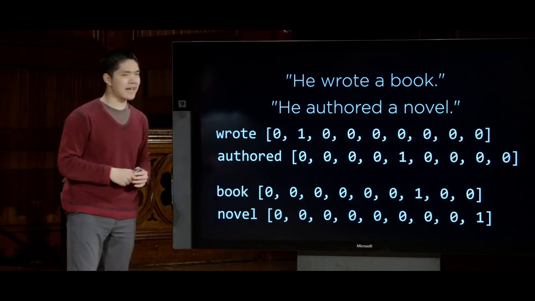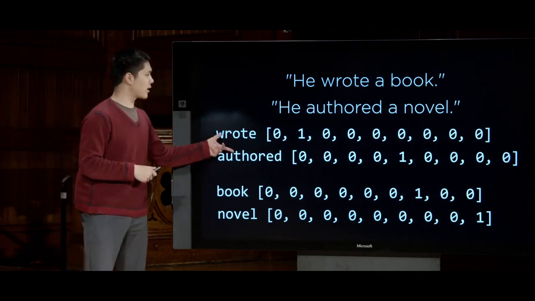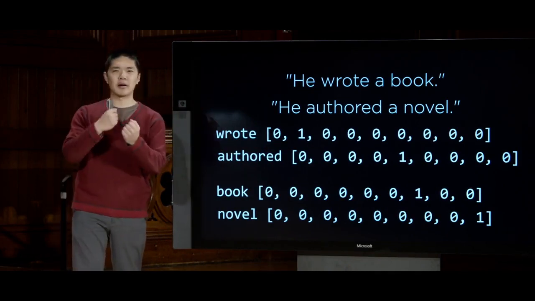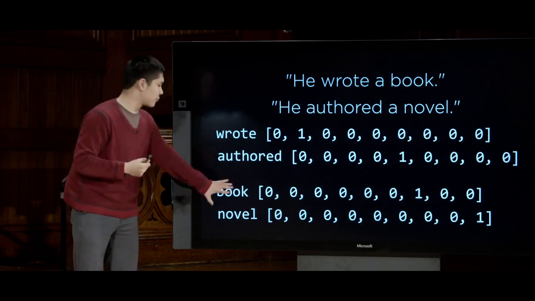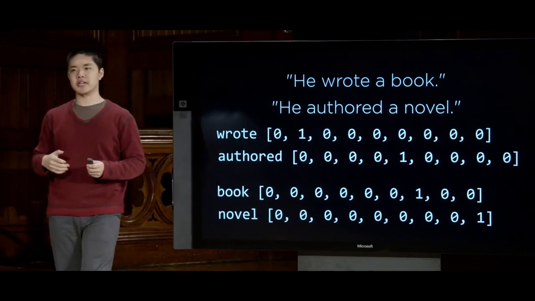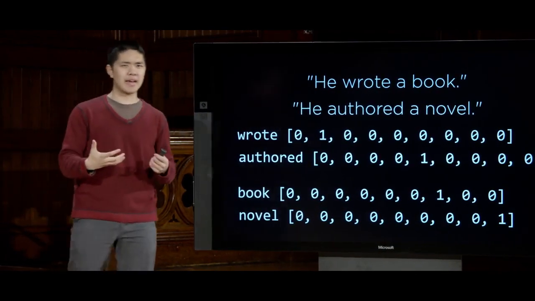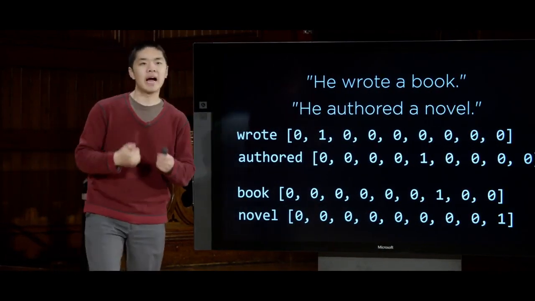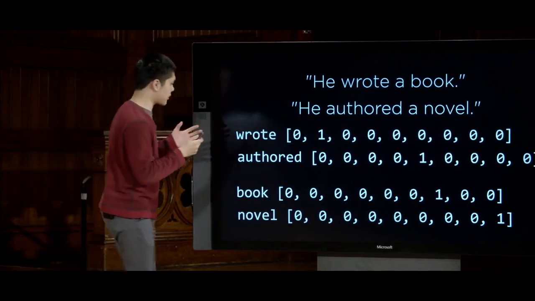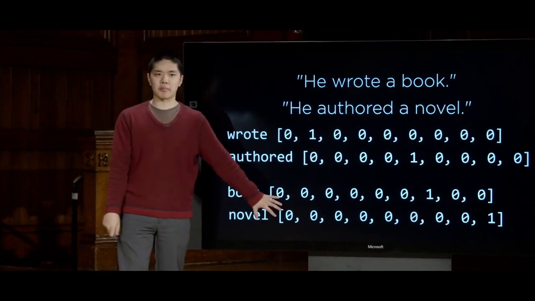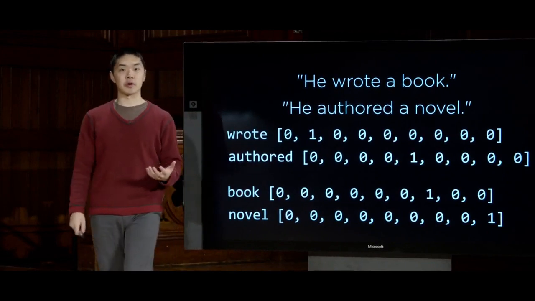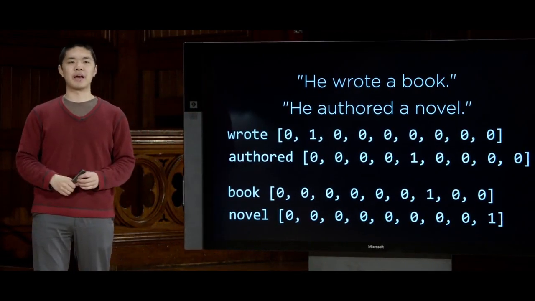And really what I would like to have happen is for wrote and authored to have vectors that are similar to one another. And for book and novel to have vector representations that are similar to one another because they are words that have similar meanings. Because their meanings are similar, ideally when I put them in vector form and use a vector to represent meanings, I would like for those vectors to be similar to one another as well.